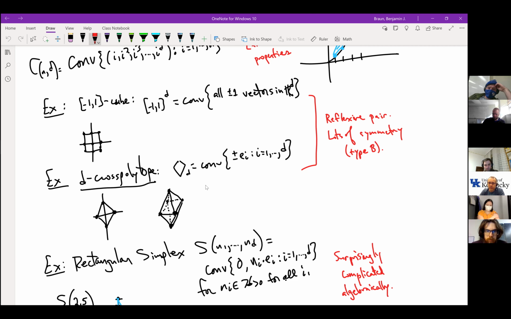And one of the reasons why these two polytopes are interesting is that first of all, they have a lot of symmetry. They've got type B Coxeter symmetry. And so the [-1,1] cube in particular shows up a lot in various type B Coxeter settings. But from a geometric perspective, these form what's called a reflexive pair. So there's a notion of geometric duality for polytopes. And these are a pair of lattice polytopes, which are geometric duals of each other.